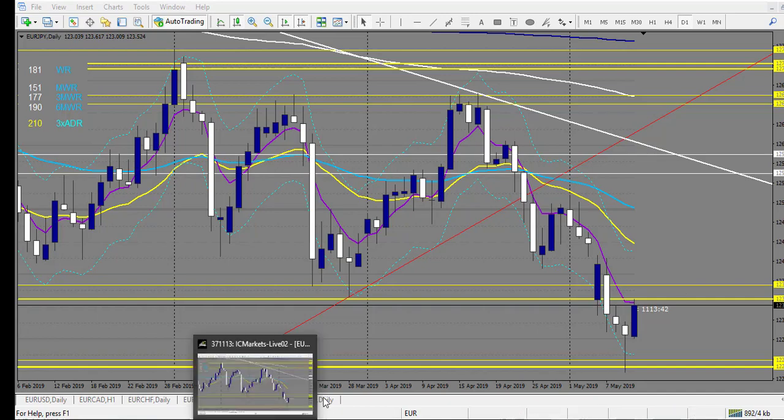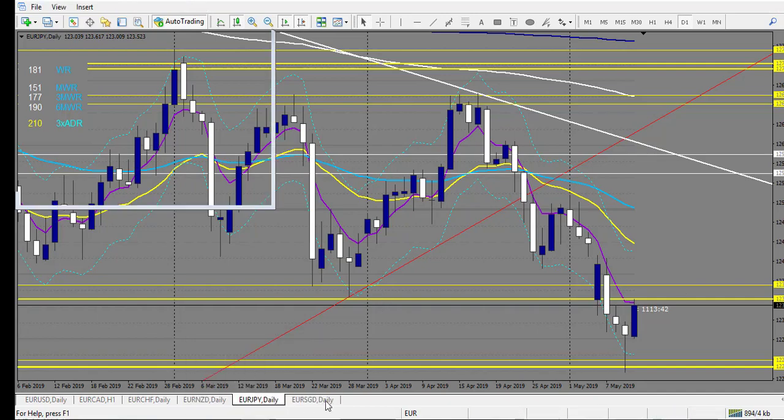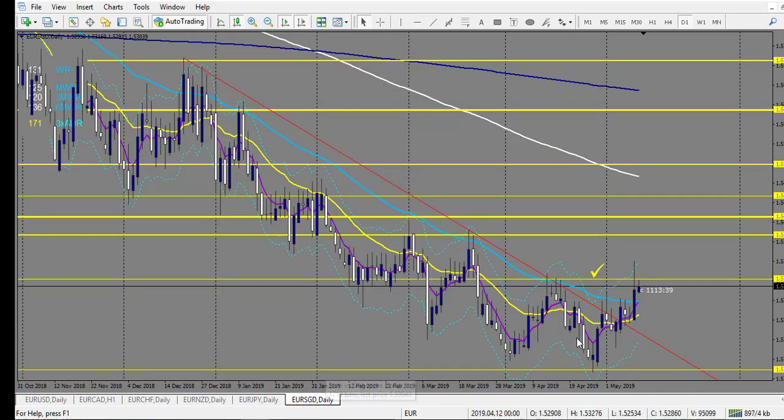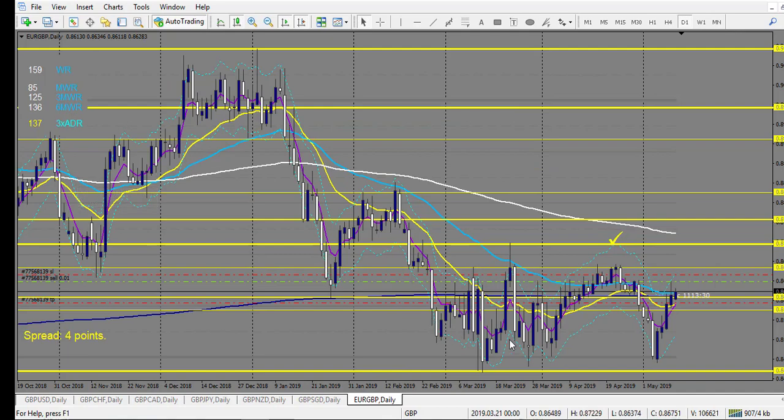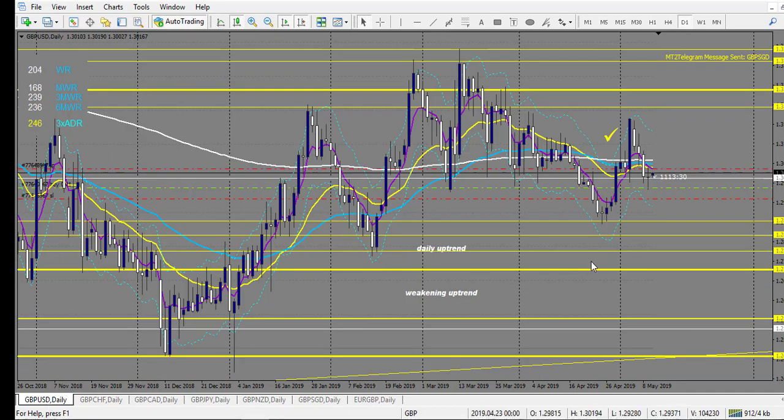Now let's go on Euro Singapore. Euro Singapore, nothing touch outside the envelope. So let's go on GBP pairs now. So GBP pair, I am on Euro GBP right here, but will not take it. It was at the limit of the envelope. GBP USD was at the envelope on Friday, but didn't touch.